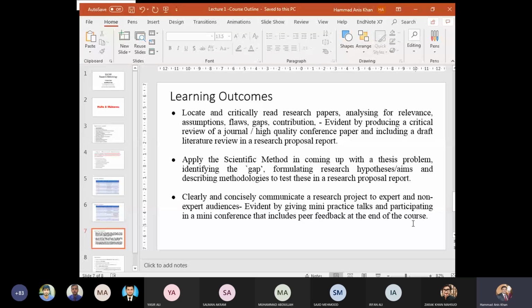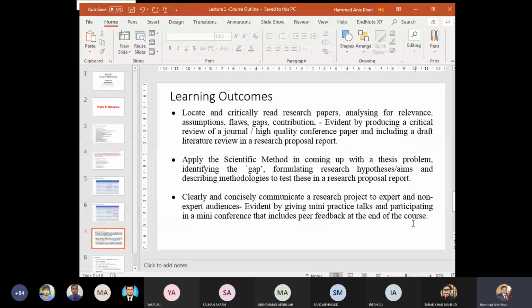Okay, so what are the learning outcomes? This is something very interesting: what I expect you to achieve in this course. So what are the outcomes? Number one, I want you to locate and critically read research papers. In this course, we will be studying how you should critically review research.